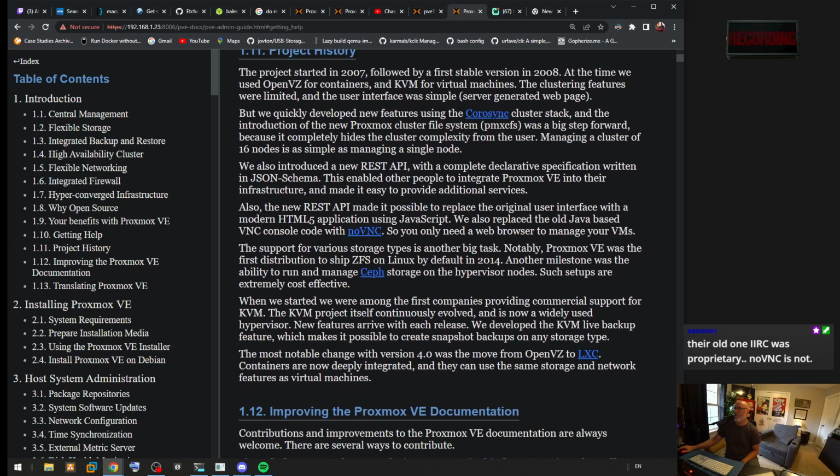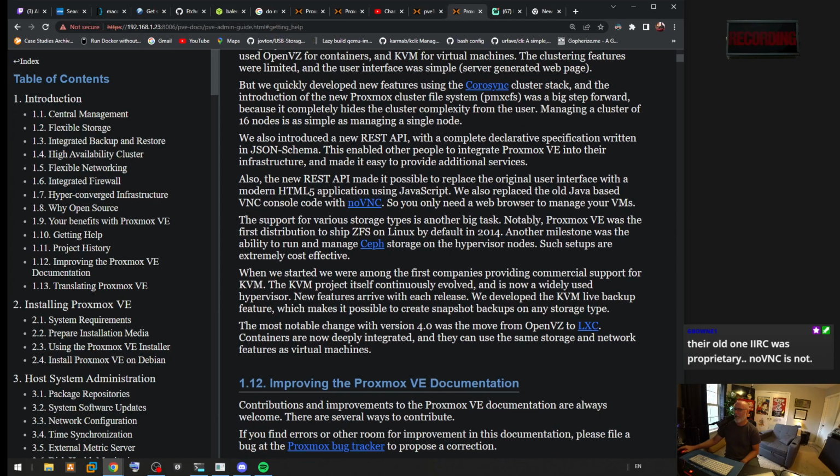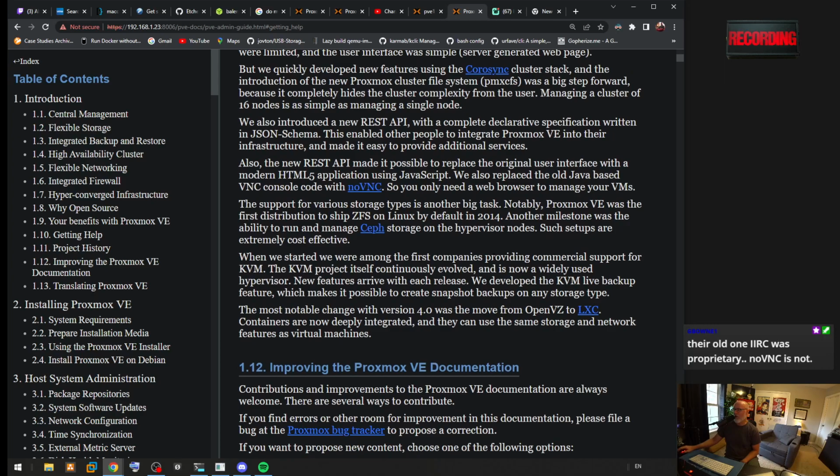Oh, right. IRC was, yeah, it might be. When we started, we were among the first companies providing commercial support for KVM. The KVM product itself continuously evolved and is now a widely used hypervisor. New features arrive with each release. We developed the KVM live backup feature, which is so cool, which makes it possible to create snapshot backups of any storage type. Can I just tell you how cool that is? I don't know if ESXi has that, or vSphere, but that is really cool.